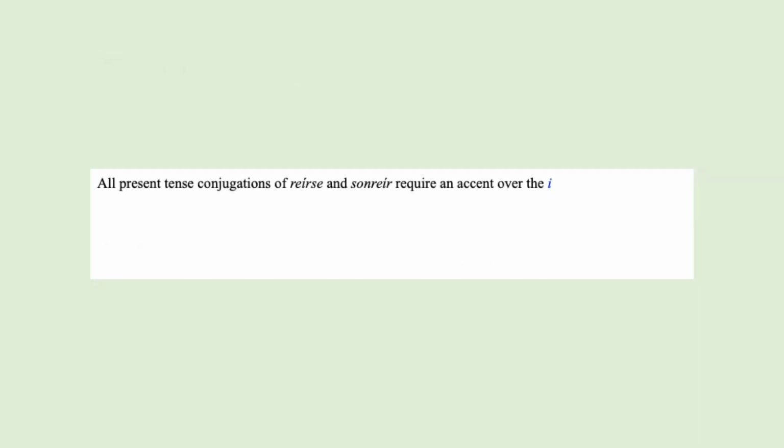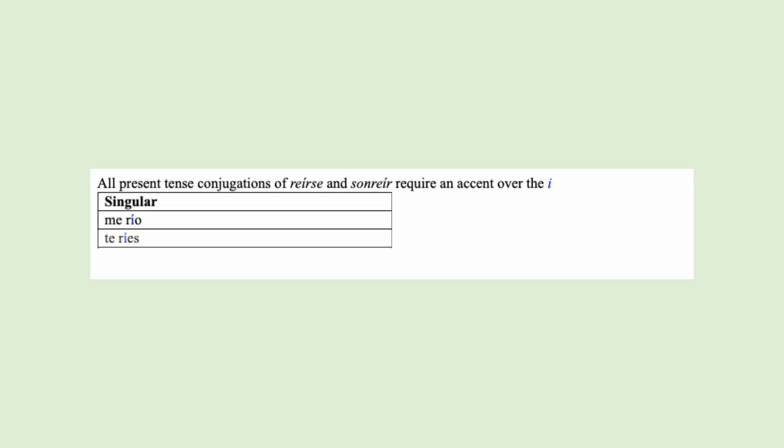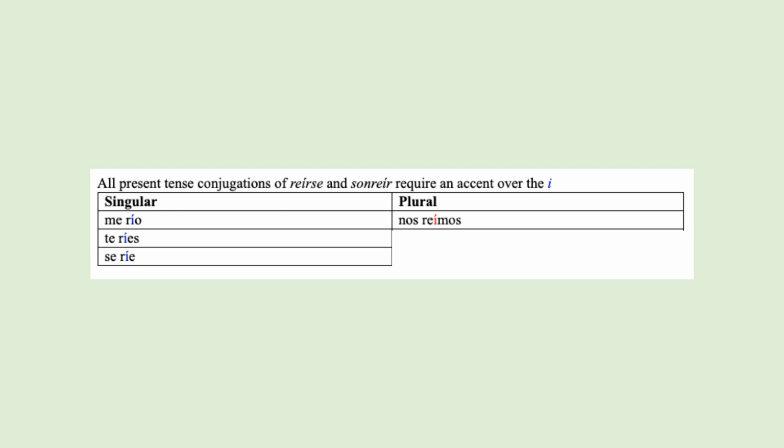All present tense conjugations of reírse and sonreír require an accent over the I. Me río, te ríes, se ríe, nos reímos. There is no stem change, but the I is still accented. Os reís. The vosotros conjugation already includes an accented I. Se ríen.